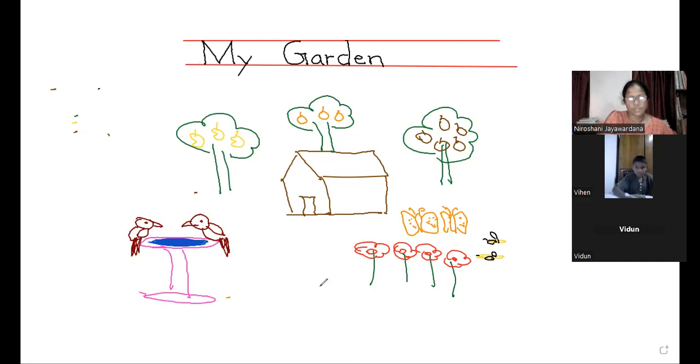Excuse me, teacher. Which book? Grammar book, the big CR book. In your grammar book, write the topic, my garden. Then draw the picture fast because Vihen has already drawn the picture. And there is a pond in front of the house.